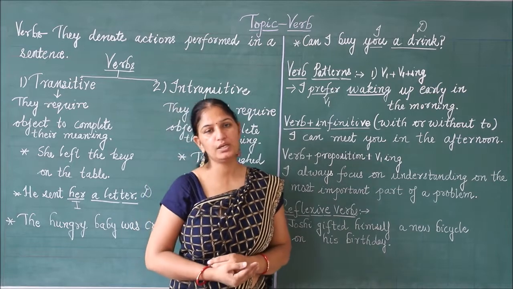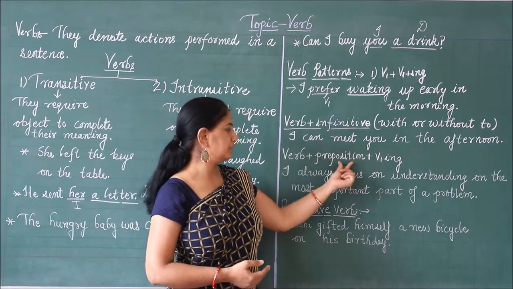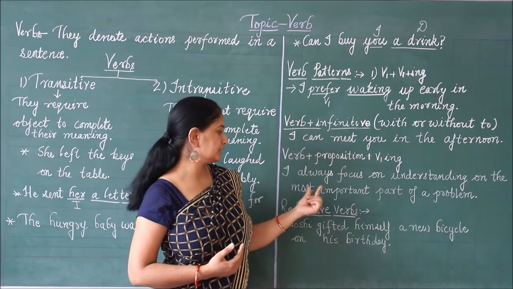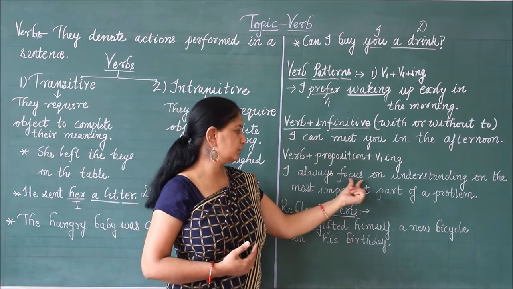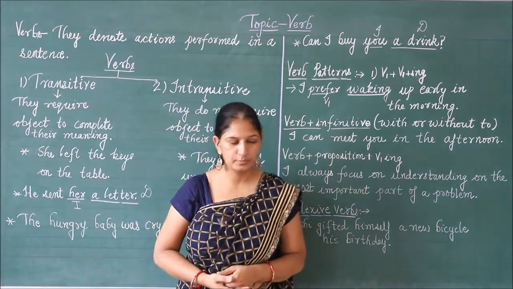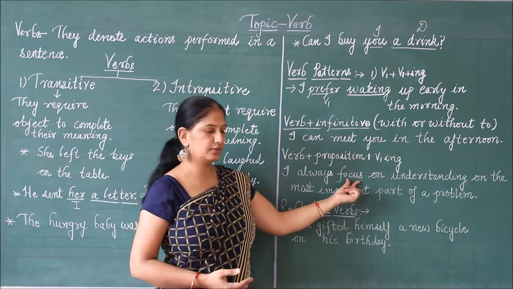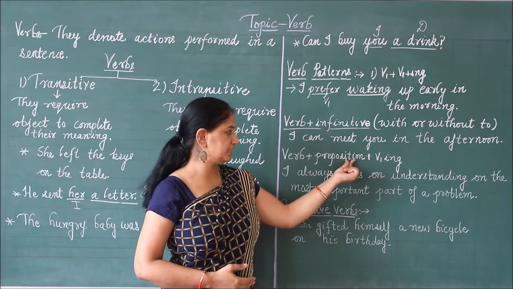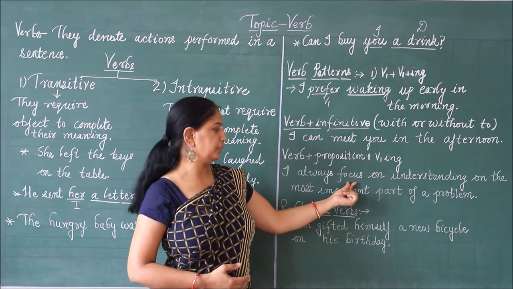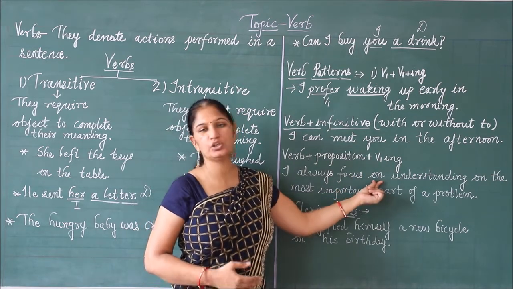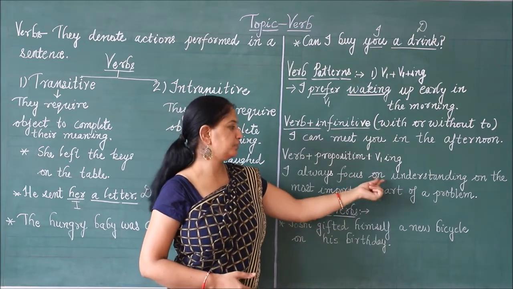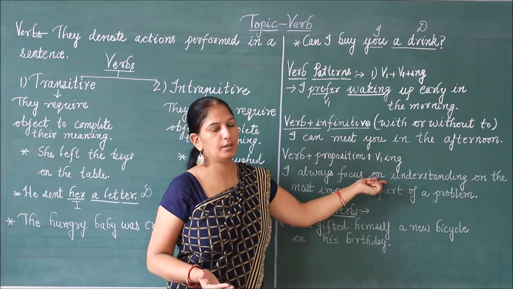Let us move on to the next pattern. Verb plus preposition plus V1 ing. So here it becomes a pattern. I always focus on understanding the most important part of a problem. So here focus is the verb, then on is the preposition, then understanding is V1 ing. So it becomes a pattern, and after a preposition it takes the verb in V1 ing form. So it becomes a pattern which is always followed in grammar.